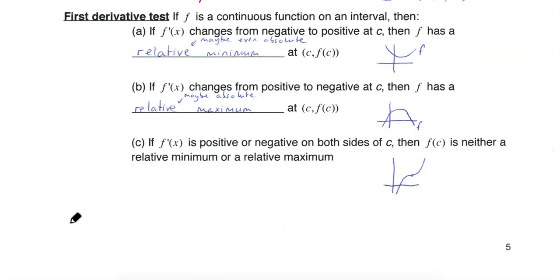First derivative test. If a function is continuous on an interval, then if f prime changes from negative to positive at a certain value c, then f has a relative minimum. This relative minimum might also be the absolute minimum. We don't know. We know that it's at least a relative minimum.